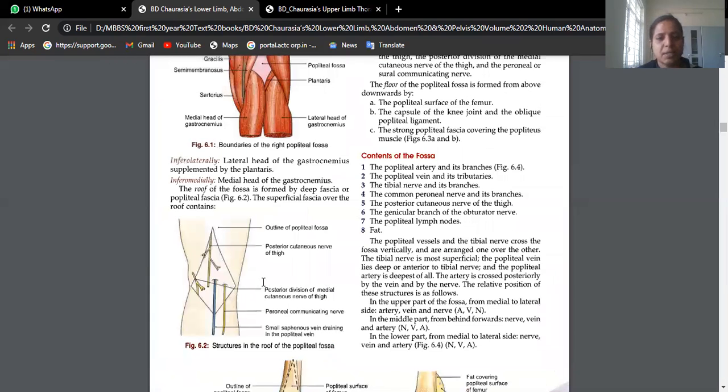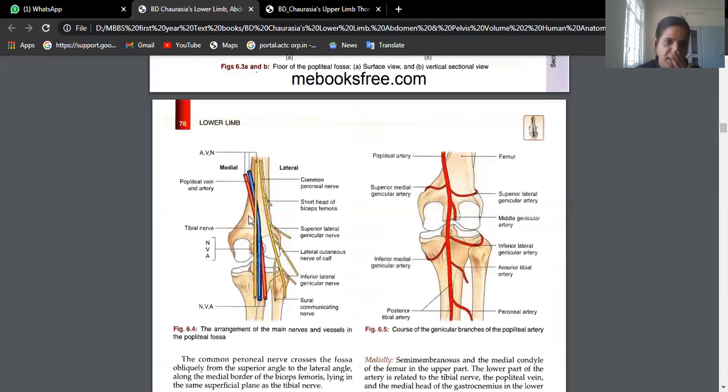Then in the contents, you have these structures, beta. Structures like popliteal vein, popliteal artery and popliteal nerve. When you check from medial to lateral in the upper part, we have artery, vein and nerve. In the middle part, one above the other, we have nerve first, then vein, then artery. In the lower part, from medial to lateral, we have nerve medially, then vein, then artery. Just practice this diagram. Okay. So that is anyhow for 4 marks, popliteal fossa.